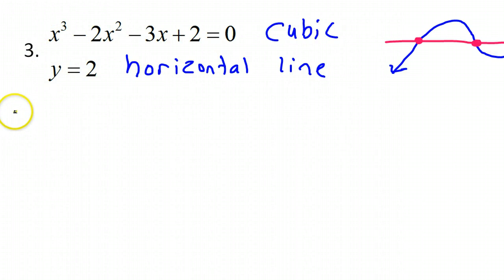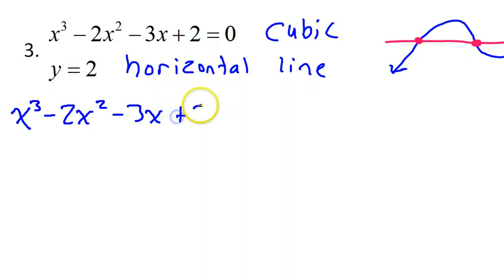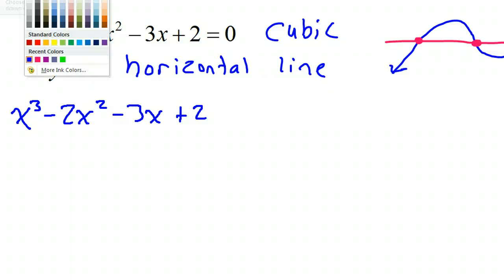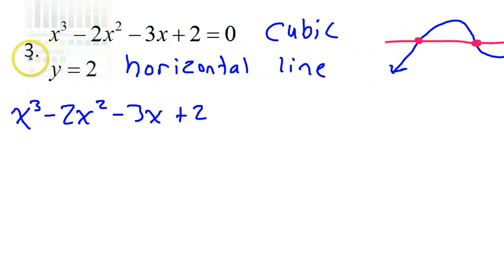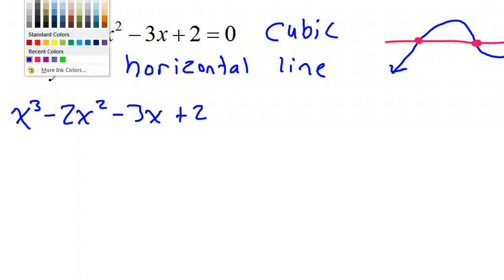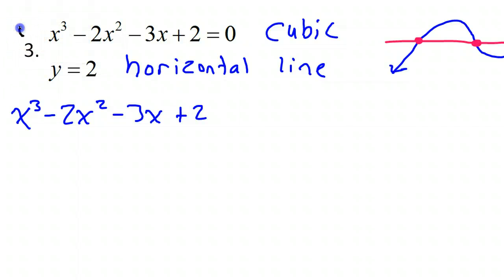Alright, so looking at the first function, we have x to the third power minus 2x squared minus 3x plus 2, and it says equals 0, but really that should have been y equals. Alright, so that was kind of a mistake. I'll probably fix that before you even see it. Okay, this should be y equals this, not equals 0 at this point.